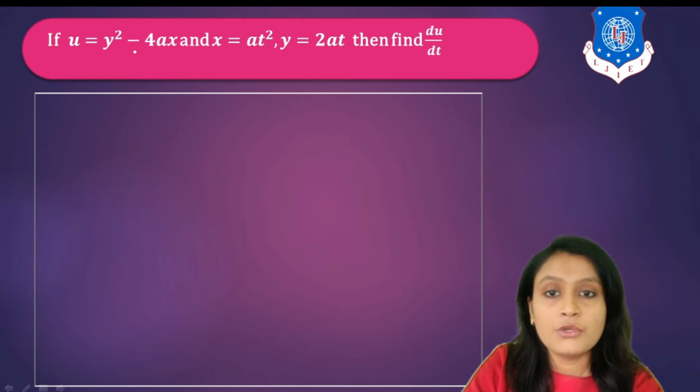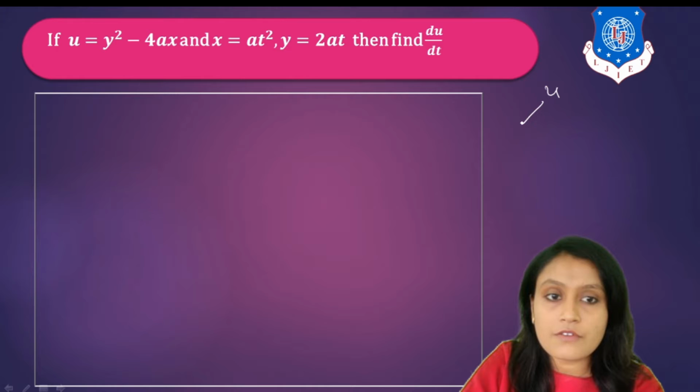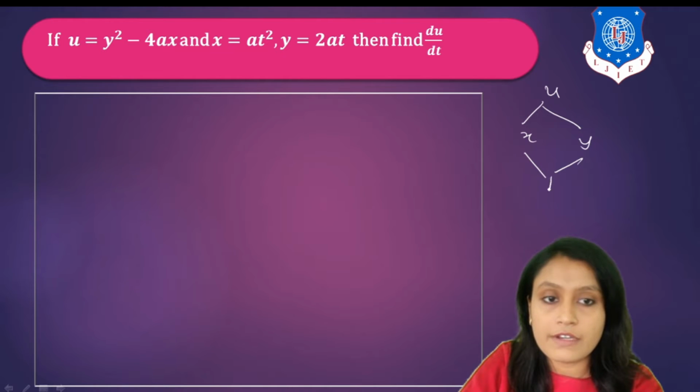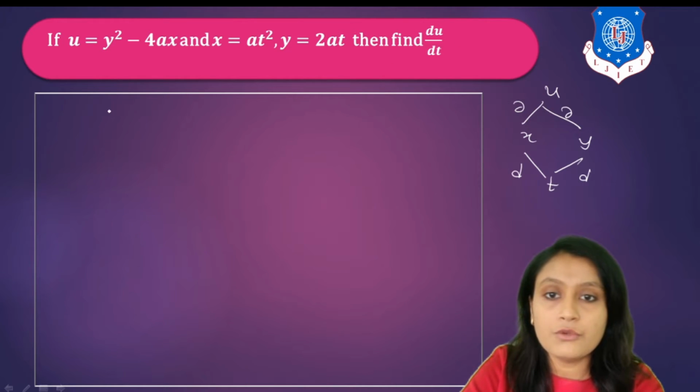Now here given u is a function of x and y, and x is equal to at square, y is equal to 2at. So x and y are functions of t. Firstly we will draw the tree diagram. Now u is a function of x and y, so we will write x and y here, and x and y are functions of t, so we will write t over here. Now we have more than one variable, so write down del over here, and we have a single variable, so we will write d.